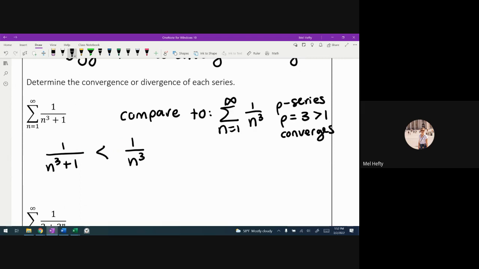If you look at this, is anyone convinced that that inequality symbol is correct? All right, I see a bunch of people nodding yes. I am also convinced. If I add 1 to the denominator on the left, that'll make the fraction smaller than the one on the right.